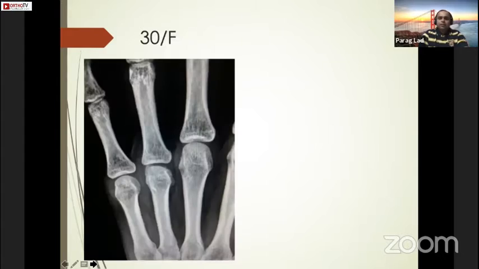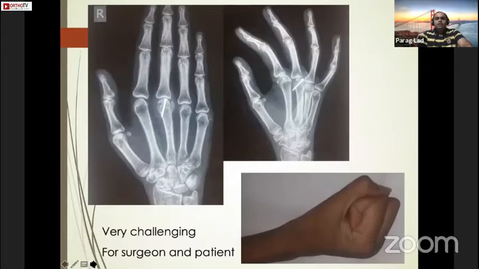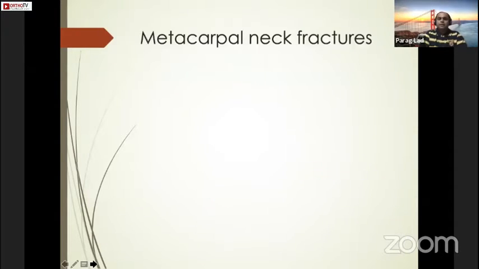Let us take one example. If you see this X-ray of a 30-year-old female, on an AP view the metacarpal head is flattened, and on an oblique view the head seems to be fractured, which was treated by open reduction and internal fixation with a screw. I have used a simple screw, but the best choice of implant here would be a headless compression screw, so that the screw head gets sunk into the bone and does not interfere with the movement.